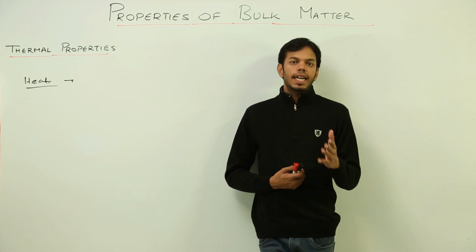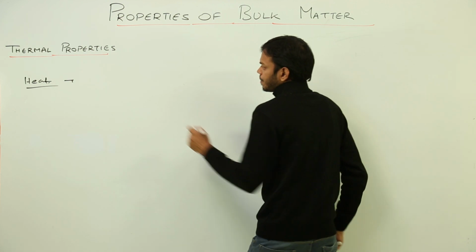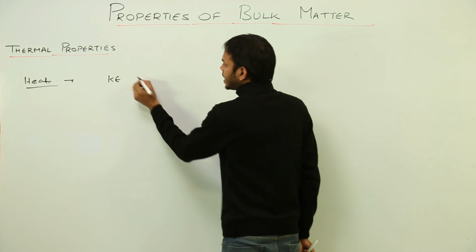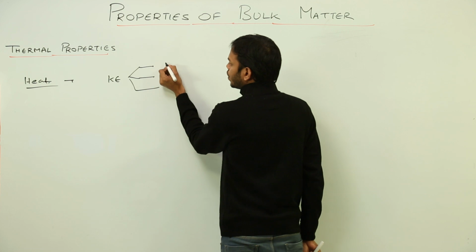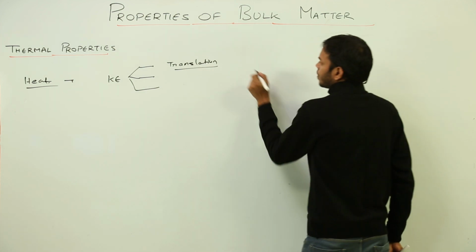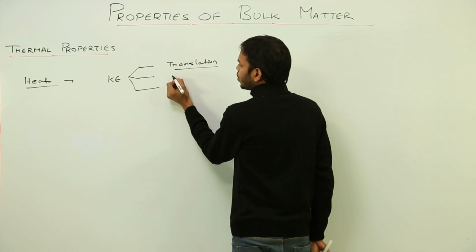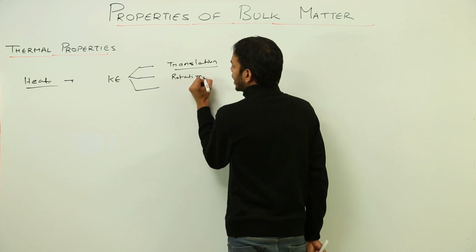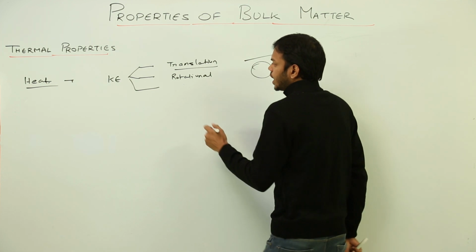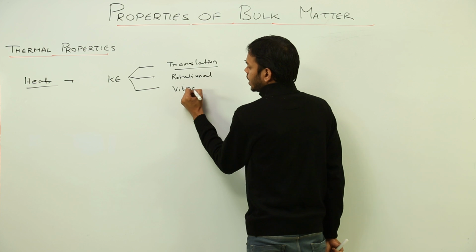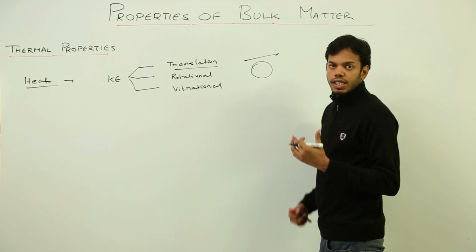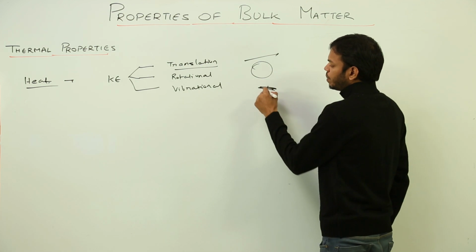That kinetic energy can be of three types. Heat is giving kinetic energy to the molecules or atoms of the body, and this kinetic energy could be of three types. First one would be translational. Translational means particles are moving from one point to another. Then it could be rotational, that is, particles cannot move from one point to another, so they are rotating about their mean position. Last could be vibrational. Vibrational means they can't even go in circular motion, they can't translate from one place to another, so they just vibrate about a mean position.